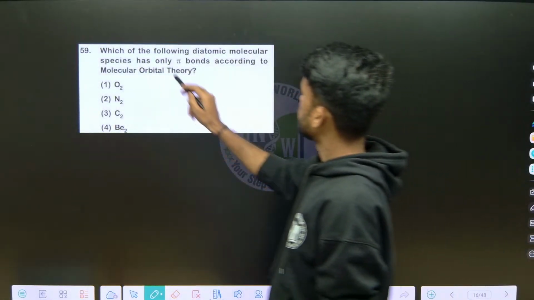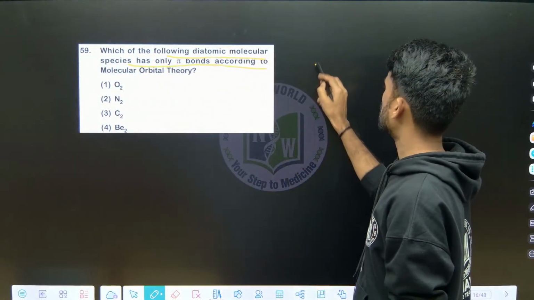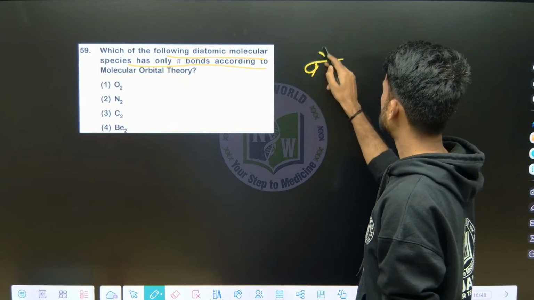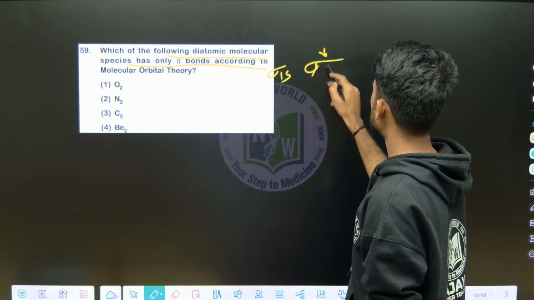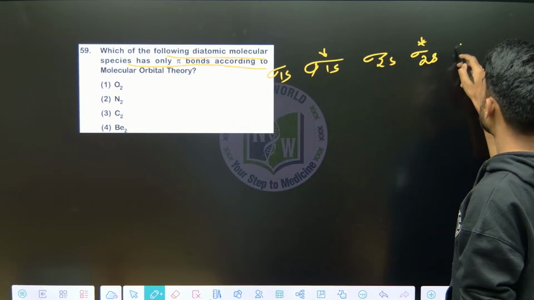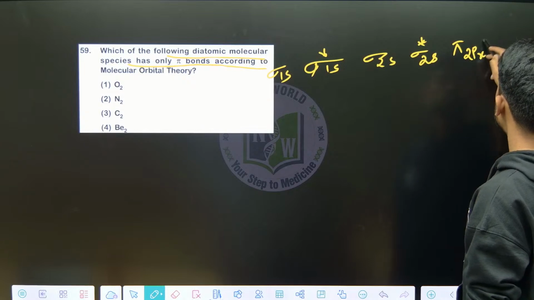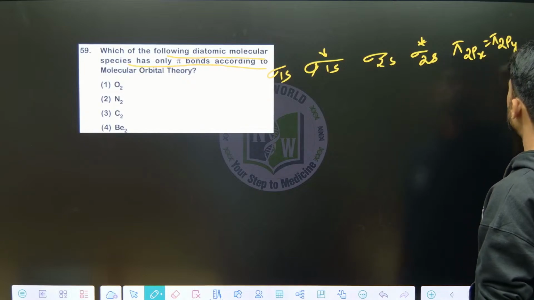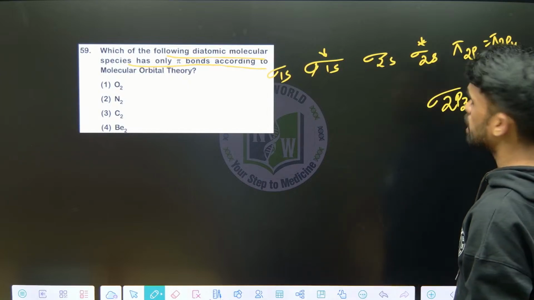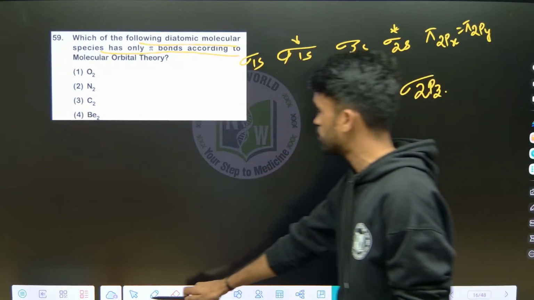Which of the following diatomic molecular species have only pi bonds? Just write the order like sigma 1s, sigma star 1s, sigma 2s, sigma star 2s, then next pi 2px equals pi 2py, then next sigma 2pz. Now we have to write the anti-bonding also. This is enough as of now, because I will be explaining directly.